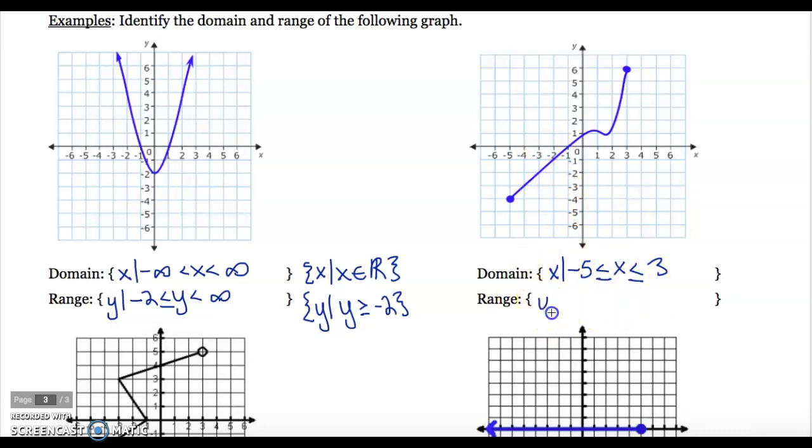For range, I got to go look at my y values, so up and down. The lowest my graph goes is -4, so I'm going to do -4, less than y, less than. And then the highest up my graph goes is 6. And then I have closed circles at both those points, so I hit both of those, so it needs or equals to symbols.